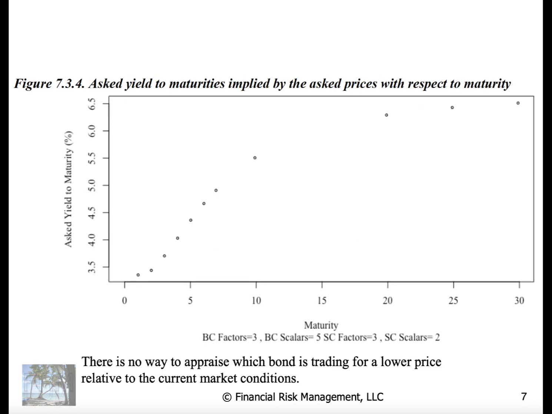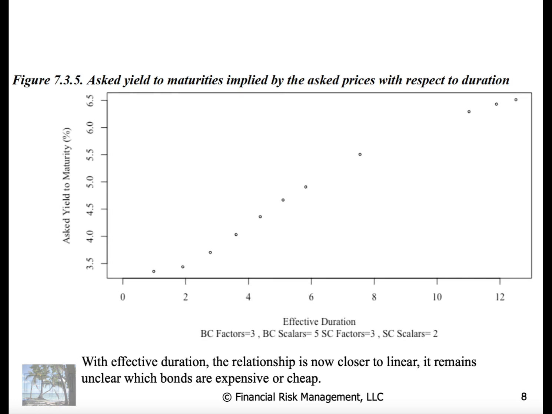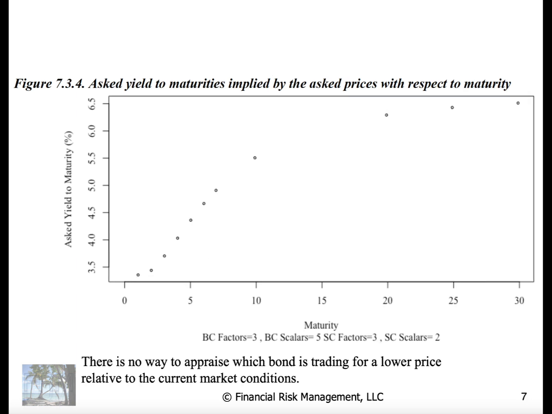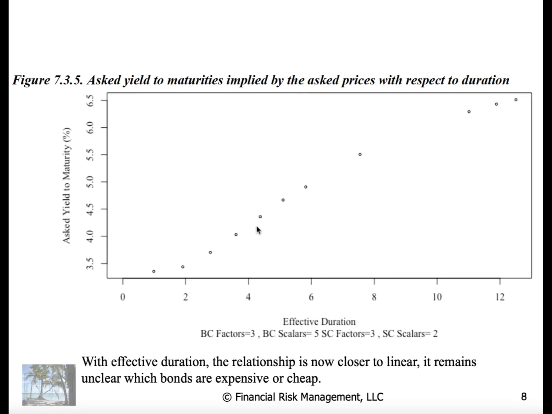The ask yield to maturity, implied by the ask prices with respect to maturity, is your traditional upward sloping yield curve. At the time that this analysis was done, the base curve rates were very, very low. And then if we do this with respect to effective duration, if you'll notice, it levels out. This is fairly steeply upward sloping, but if you do it with duration, you get a much more linear relationship. And typically analysis is more effective if you do it with effective duration.